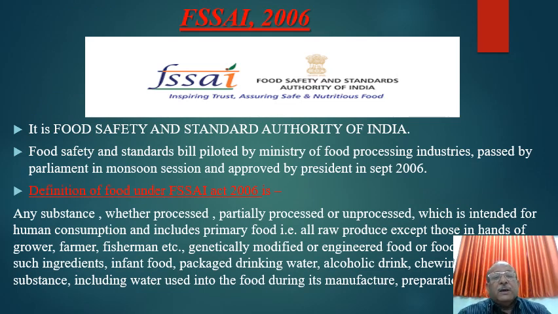FSSAI, that is Food Safety and Standards Authority of India. The Food Safety and Standards Bill was piloted by the Ministry of Food Processing Industries and passed by Parliament in 2006. Right? So what does it cover? Any substance, whether processed, partially processed or unprocessed, which is intended for human consumption, how to take care of it and how to make it safe for consumption.